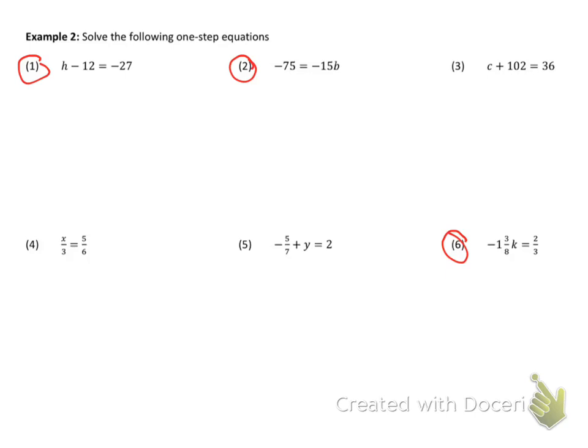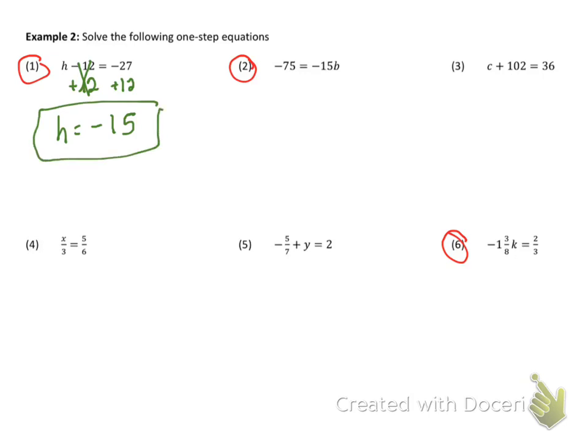So, in number 1, you got h minus 12 equals negative 27. So, what's happening to h? 12 is being taken away from it. So, to undo subtraction, I need to add 12 to both sides. So, h equals negative 27 plus 12. That's going to give me negative 15. Boom. That's all it is.